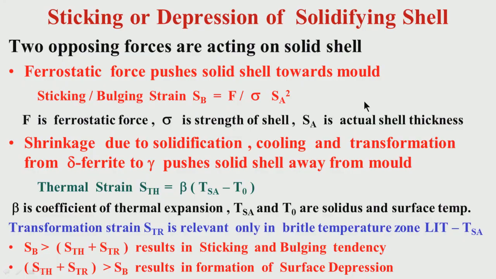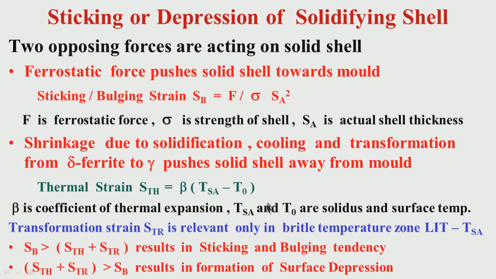So, surface depression is characteristic of certain steel grades, and sticking and bulging are similarly characteristic of certain other grades of steel. Why are grades of steel important? Because, as I have told you, whether delta or gamma will form depends on the chemistry, and the shell thickness depends on the chemistry and on the microsegregation. So, these are very important.